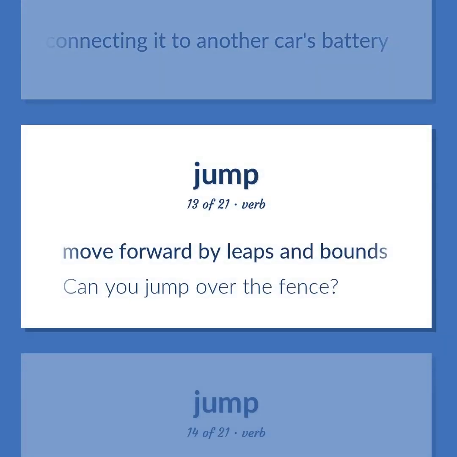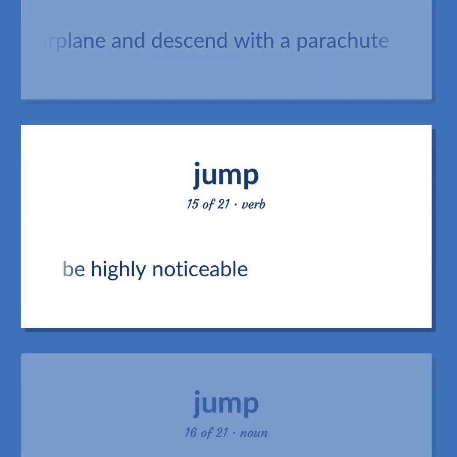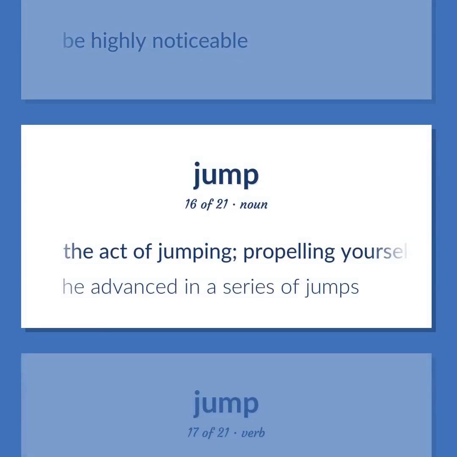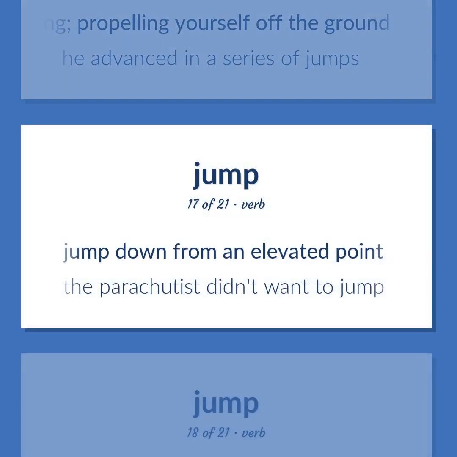Move forward by leaps and bounds. Can you jump over the fence? Jump from an airplane and descend with a parachute. Be highly noticeable. The act of jumping, propelling yourself off the ground. He advanced in a series of jumps. Jump down from an elevated point. The parachutist didn't want to jump.